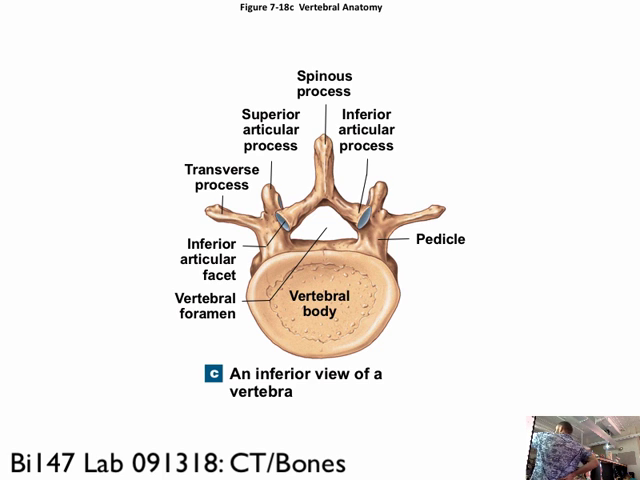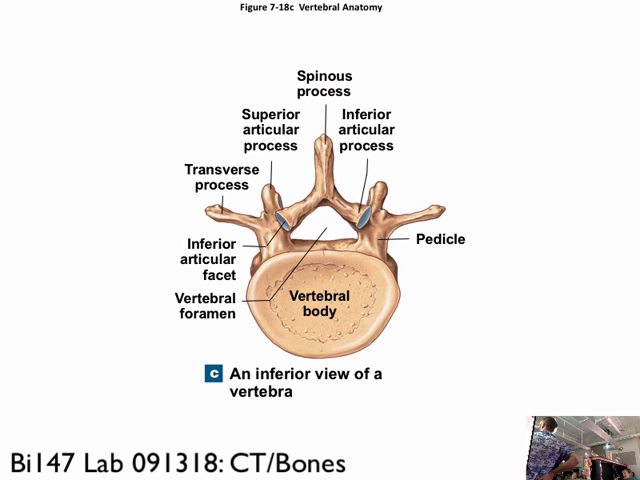This one that we're looking at is actually a thoracic vertebra, but that doesn't matter. You can just look at the general parts of a vertebra here. There is a body to the vertebrae, and that's the part that is going to come in contact with the disc and the vertebra above or below it. And then there's this vertebral foramen.